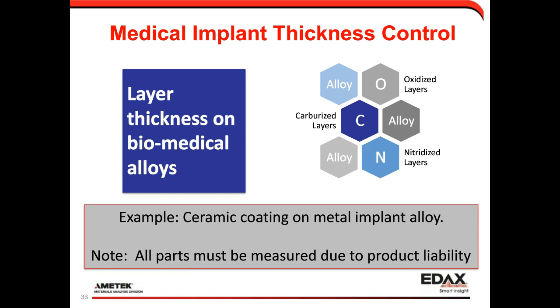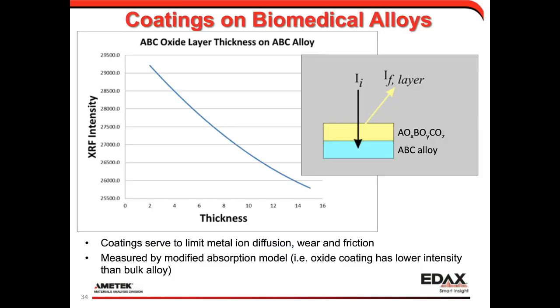In this particular case, in contrast to the other examples that we show, it's important to measure all of the parts due to a product liability issue. Also what's different about this typically is that they are growing, let's say, oxide or carbide layers from the underlying alloy itself. So the coating contains the same elements as the alloy.